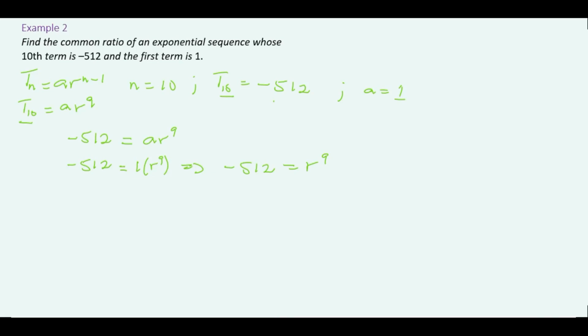Now we are to get the common ratio, meaning that we are going to get the ninth root of minus 512. So r is equal to the ninth root of minus 512. We'll now say that r is equal to minus 2, and that is exactly what they asked us to find. So we move on to the next.